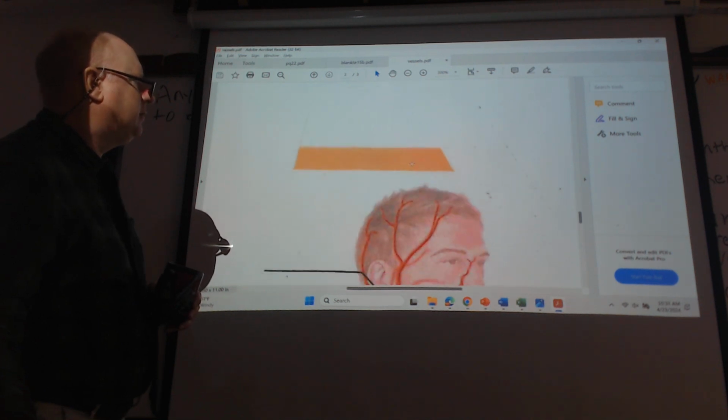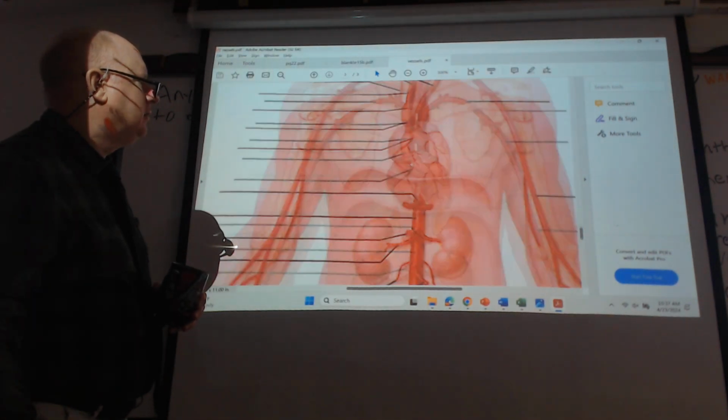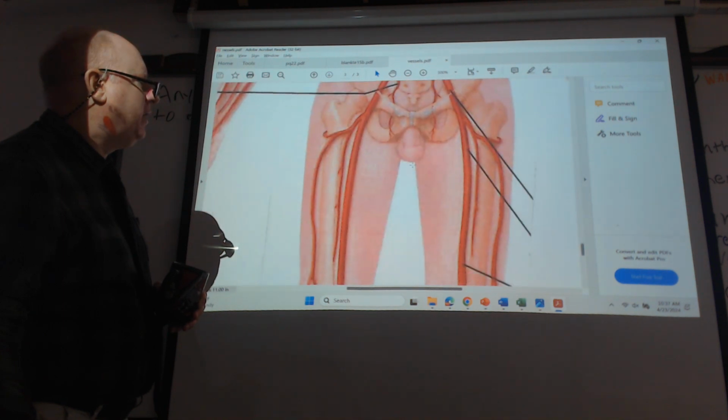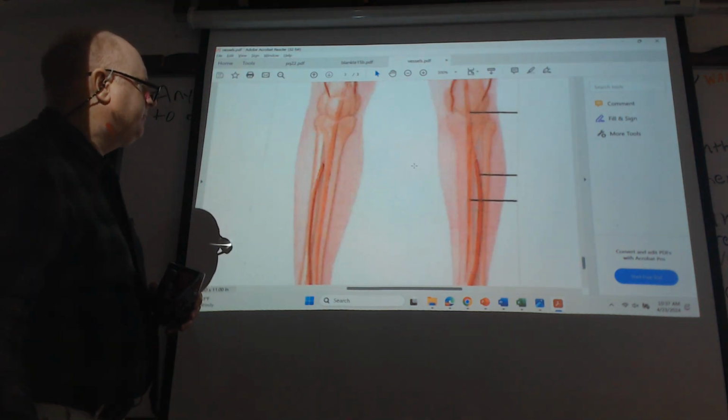I was thinking there were 3 pages to this. And here we go. Then we actually have the whole body here.